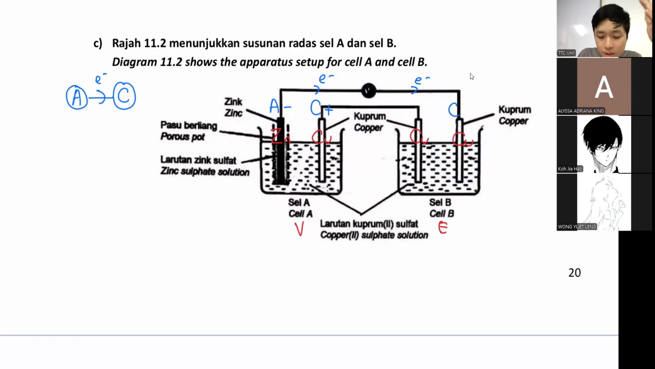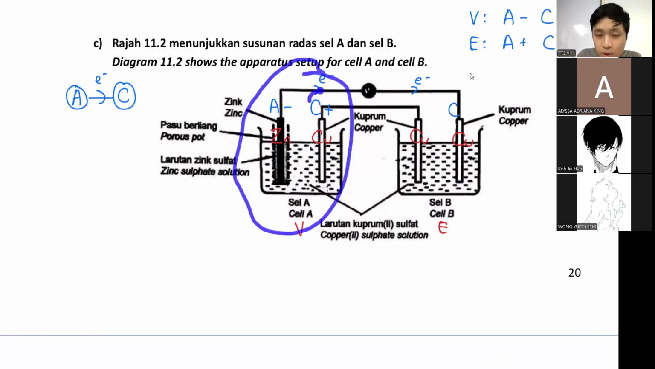And then remember, there's one rule also for the voltaic cell and electrolytic cell. Voltaic cell is A minus, C plus. A minus, C plus. For electrolytic cell, A plus, C minus. So it means if voltaic cell, the cathode is positive, then for electrolytic cell, the cathode is negative, and the anode is positive in this case, the other side. Settled?